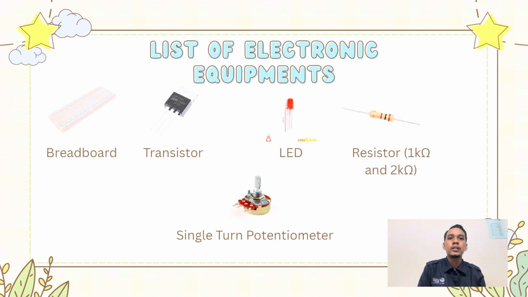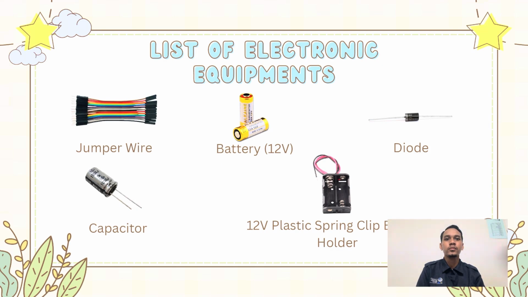I will be listing all the electronic equipment that we use in this project. The equipment is a breadboard, transistor, LED, two types of resistor, which is 2 kilo ohm, and a single turn potentiometer. And the next ones, we use jumper wire, 12 volt battery, diode, capacitor, and a plastic spring clip battery holder for the 12 volt battery.